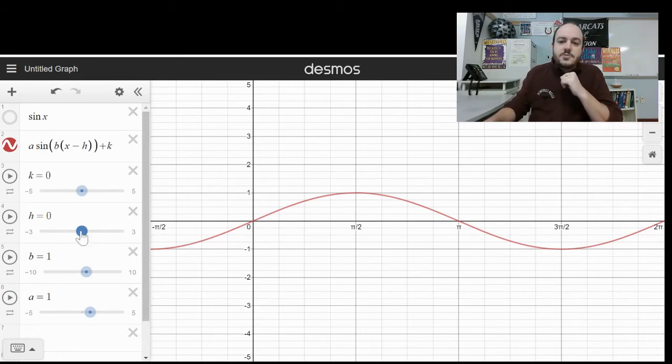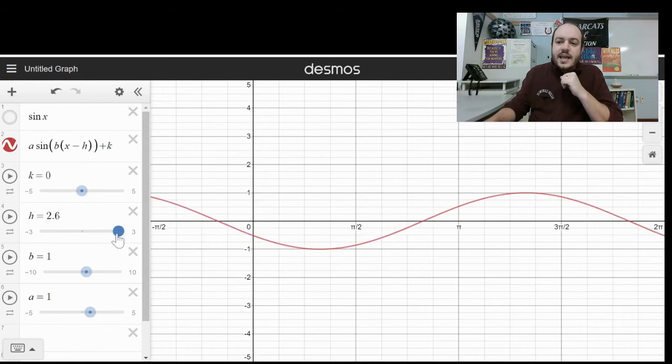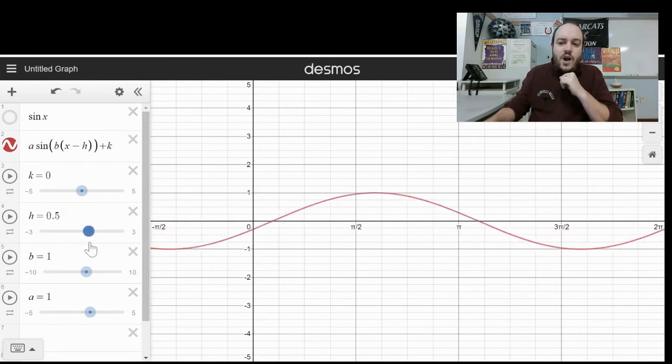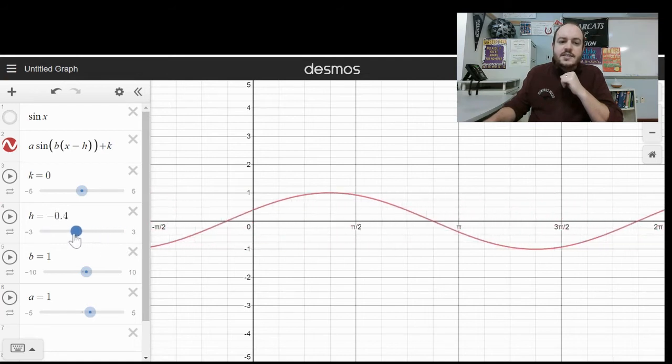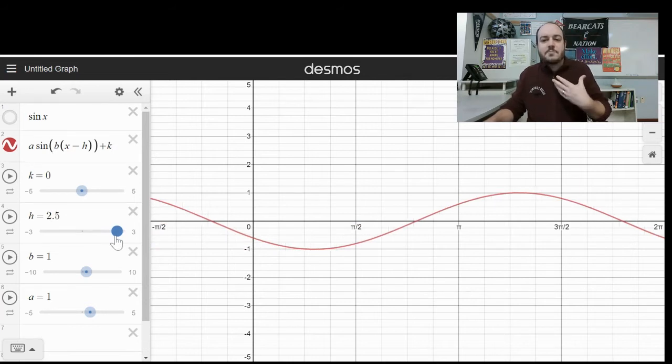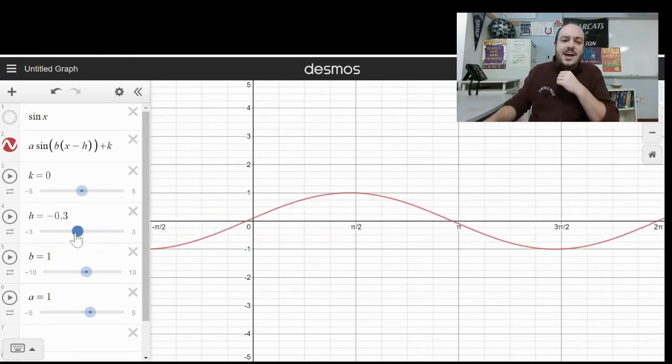Now, what about adding or subtracting a number on the inside with the angle? If we add or subtract on the inside with the angle, it looks like that is actually shifting our graph to the left and right instead. Notice as I move this up, it moves to the right, just like how the K moving up moved us up. And as I move it down, it moves to the left.